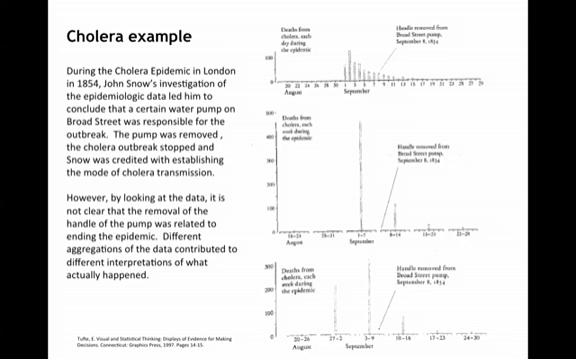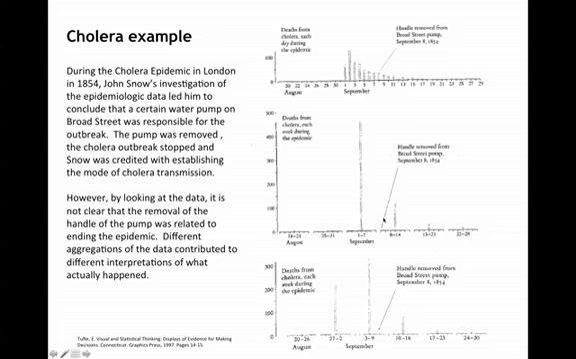Here's another really great example of how aggregating the data can really affect the interpretations you make about the data. During the cholera epidemic in London in 1854, John Snow's investigation of the data led him to conclude that a certain water pump on Broad Street was responsible for the outbreak. John Snow is credited for the birth of modern day epidemiology, and he's also credited for stopping or preventing the cholera outbreak.